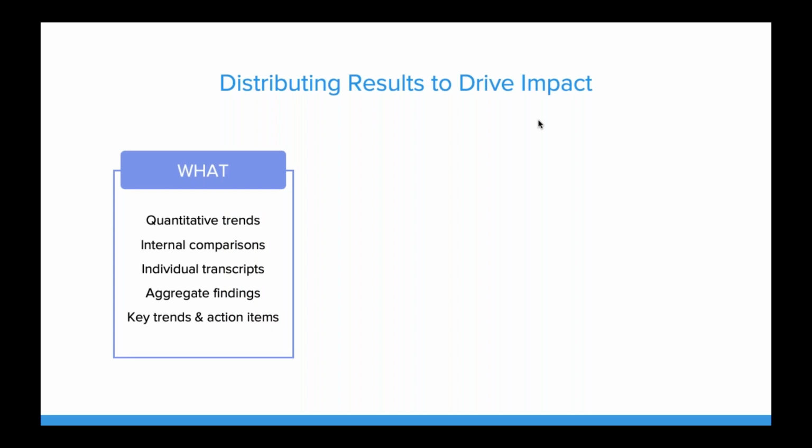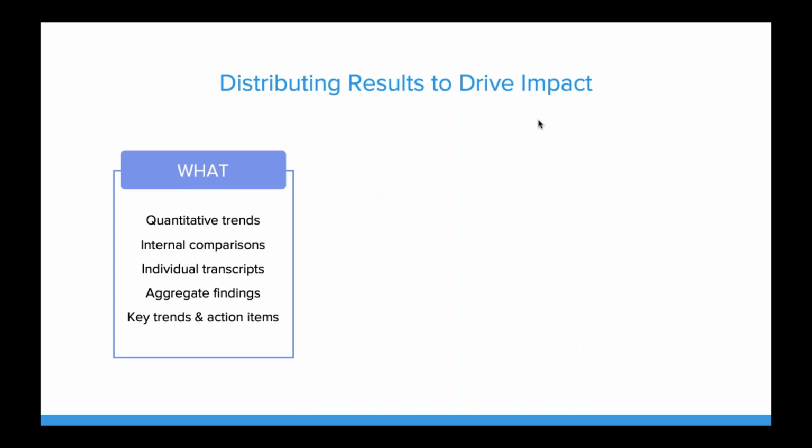So that includes certainly the quantitative trends, going back to that quantitative churn analysis. What are you seeing over time? How does that break out by different segments? What are the key reasons? And what are the trends that we're seeing? What are those internal comparisons? How do we stack up against competitors? What do those strengths and weaknesses look like? What are perhaps risks that we need to address?